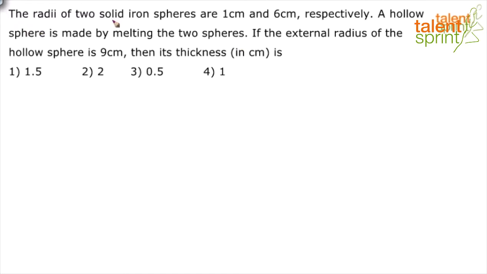So the radii of two solid iron spheres are 1 centimeter and 6 centimeter respectively. A hollow sphere is made by melting the two spheres. If the external radius of the hollow sphere is 9 centimeter, then its thickness is dash. Now you know that in this case where we are melting the two spheres to form a hollow sphere, the volume remains constant. Yes or no? So total initial volume will be equal to the final volume, right?